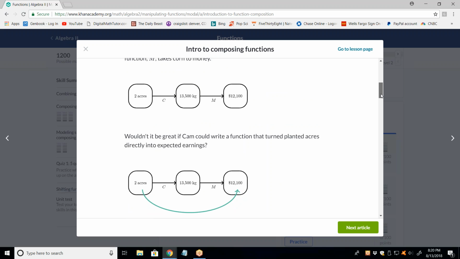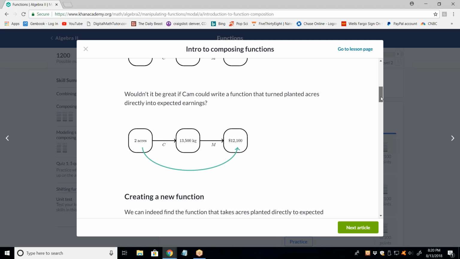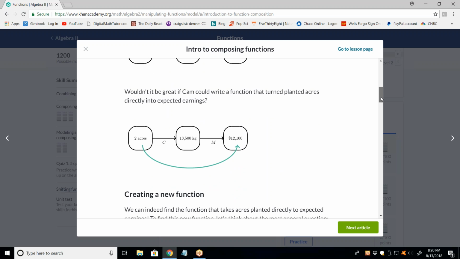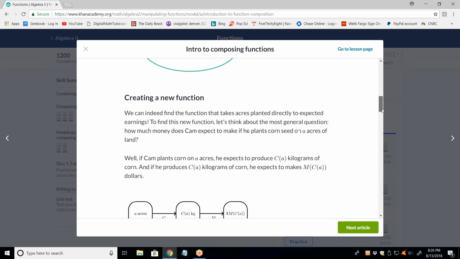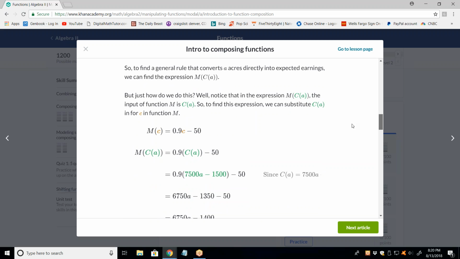So wouldn't it be great if we could turn this into 1 function instead of 2? Well, let's try to do that. In other words, if this is the money function, well, I know what C is. C is C of A, right? So this is a little confusing, but it's not really that hard to follow.